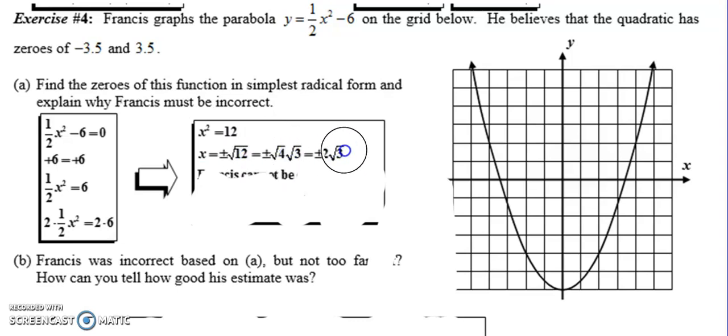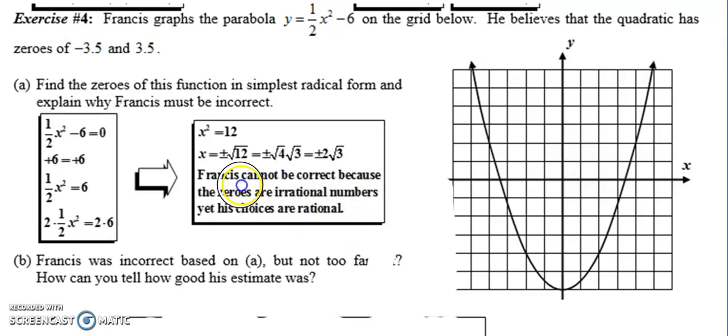Now, he said 3.5, but hopefully you realize that this is an irrational number, and this is a rational number, so his guess is not correct. So I'm going to erase this. Francis can't be correct because the zeros are irrational numbers, yet his choices were rationals here. So these were the correct zeros.